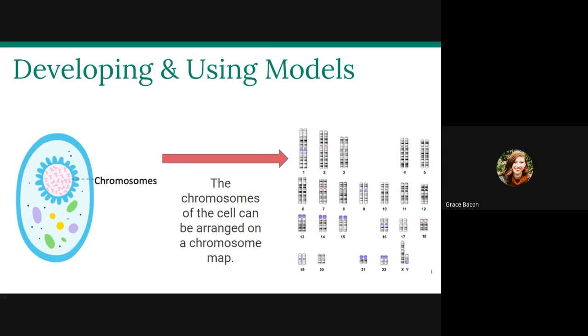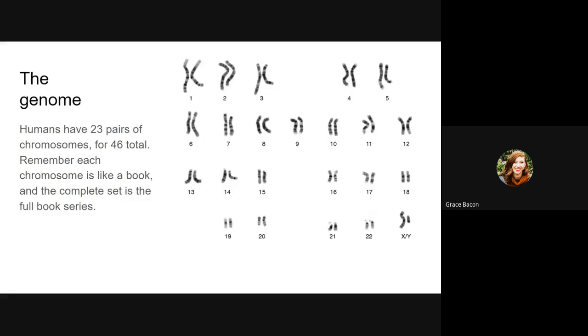And then we can think about the whole set of chromosomes, which remember we said is our genome. So we can look at those in this thing that we call a gene map or a chromosome map, where we can see the full set of chromosomes that a person would have. So here's what that would look like in real life. Again, humans have 23 pairs of chromosomes for 46 total chromosomes. And remember, each chromosome is like one book. And then the whole set of chromosomes that we can see in this image would be the full book series, where we get the whole story, all the genetic information.